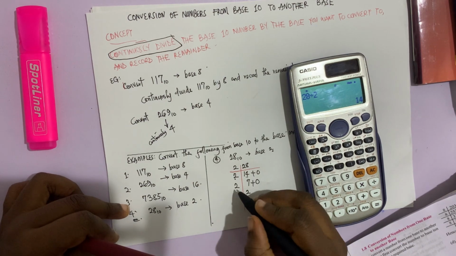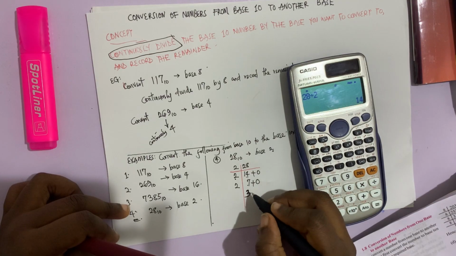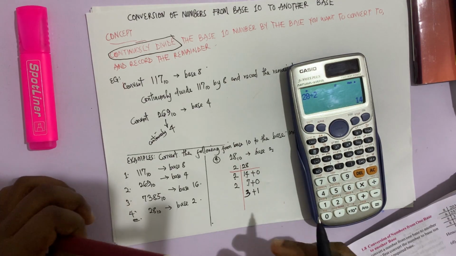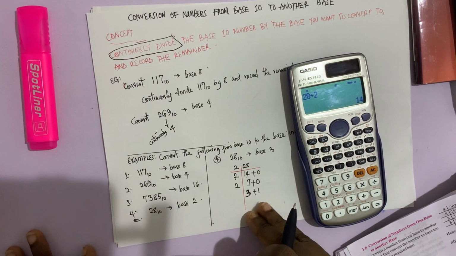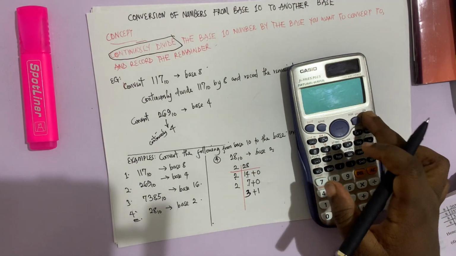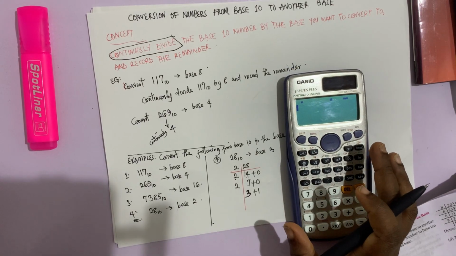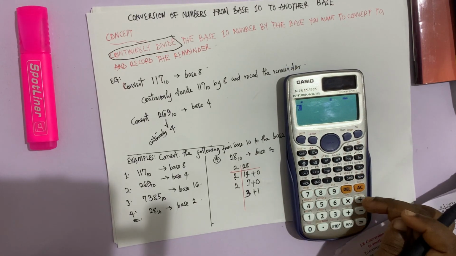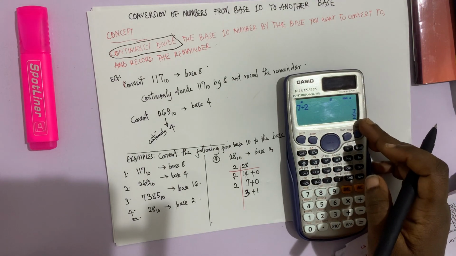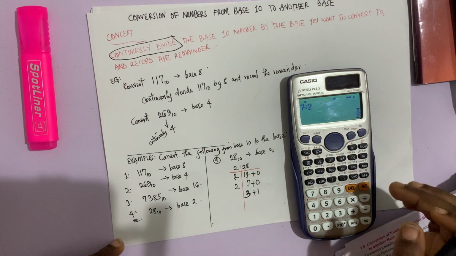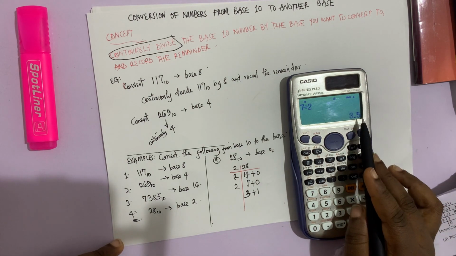Right? 7 divided by 2 will give us 3, remainder 1. Now most students really get confused when they are doing this remainder thing. So let me teach you something that would help you to master it with a calculator. So in our case, 7 divided by 2, you see, it gives us what? 7 over 2. If you are using this type of calculator, just press this SD button here. It will give you 3.5.